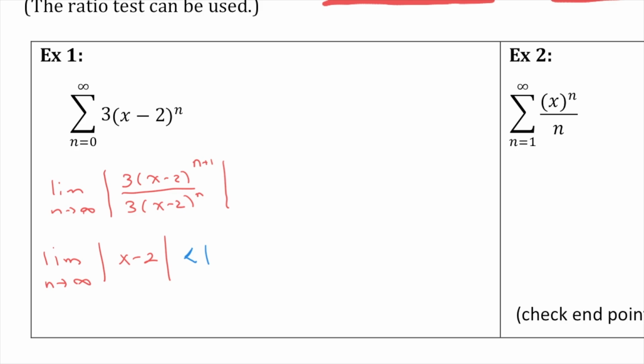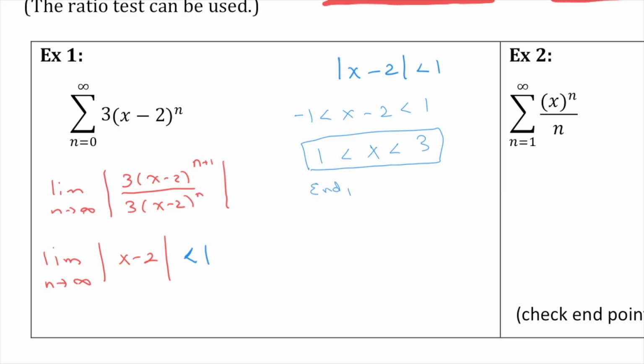So let's take a look at this interval. We will have absolute value of x minus 2 is less than 1, negative 1 is less than x minus 2 is less than 1. So x is trapped between 1 and 3. Now, those are the x values for which our series will converge. But it is possible that the endpoints should be included. So we're going to have to check the endpoints for each one of these problems.